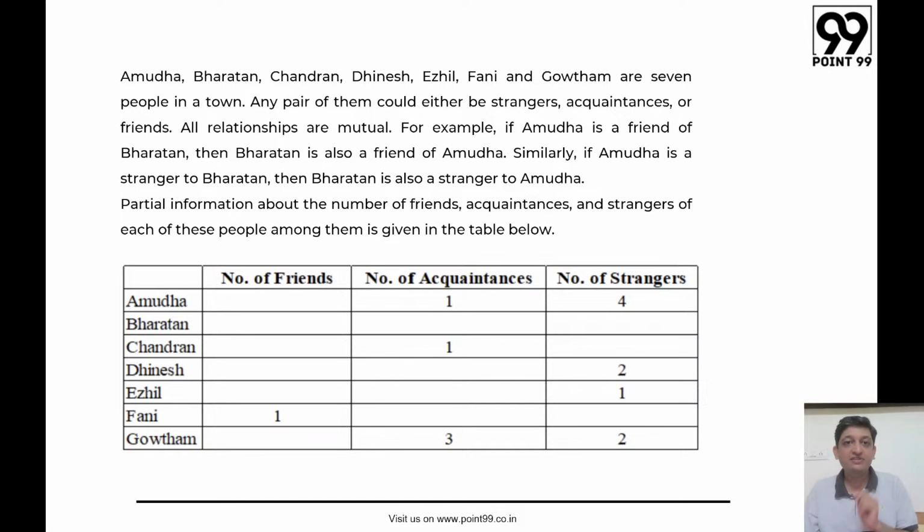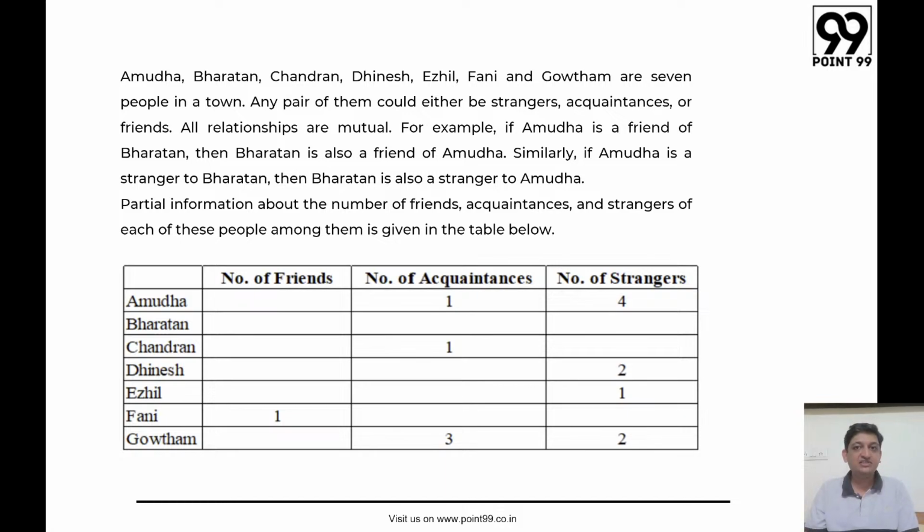I'll go ahead with the second set. Now the second set is also very interesting. This is a very basic set, LR kind of a set, where you have 7 people and there are pairs that are formed. So A, B, C: Amuda, Bharatan, Chandran, Dinesh, Eril. That's how you pronounce it, by the way. So it's not cozy code, it's koi code, right? So Eril is how you pronounce, and Funny and Gautam are 7 people in a town.